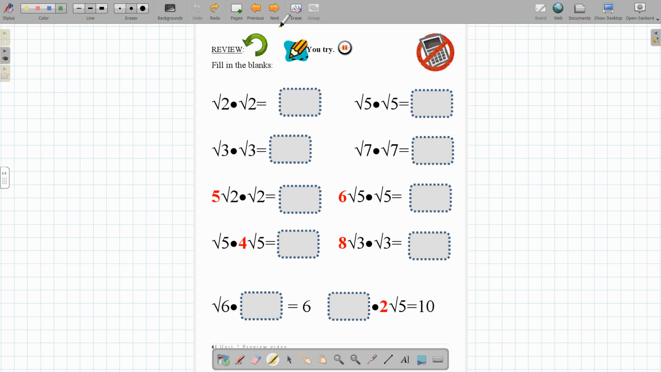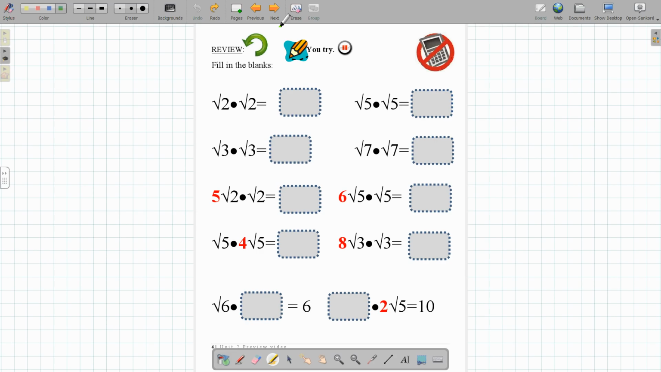Okay, this page is reviewing some simple patterns and radicals. Do this completely on your own, and then restart the video. No calculator. Pause.